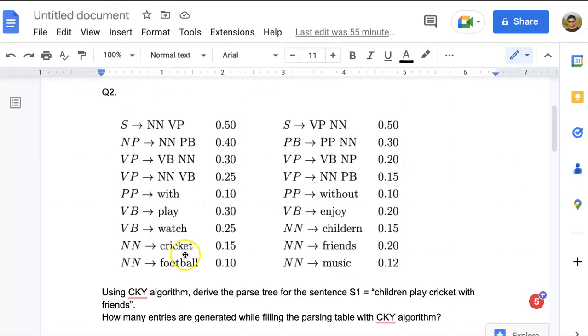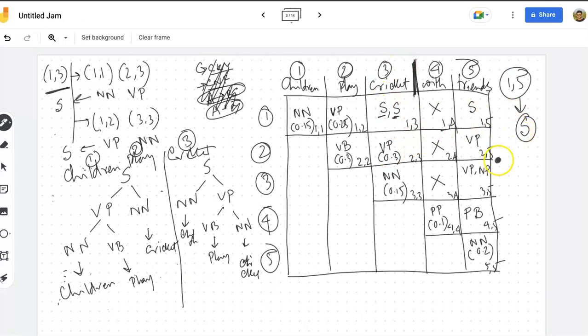Now in the question, they ask you to derive the parse tree also. If this is the table, you can draw the parse tree by just backtracking. You go to that rule, and from that rule you backtrack to see how you got it. This is how you can draw the graph like this. I have already done it for this small sentence, and in a similar fashion you can do it for the whole sentence also.